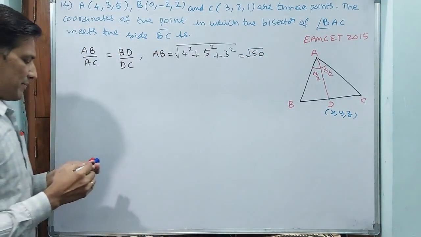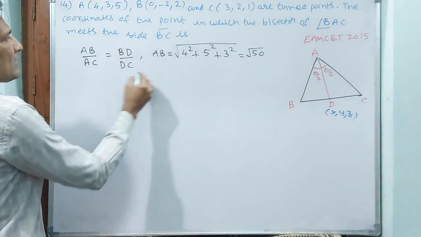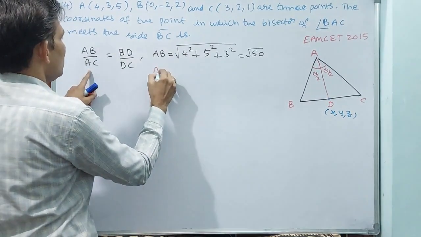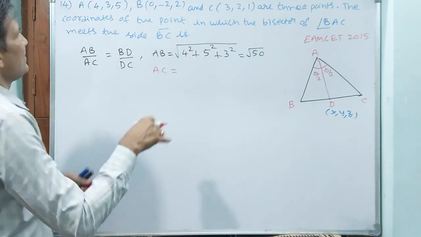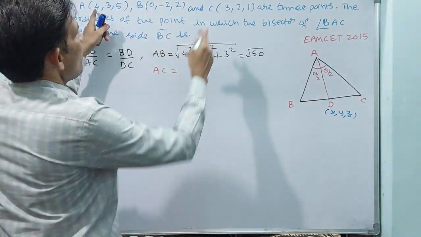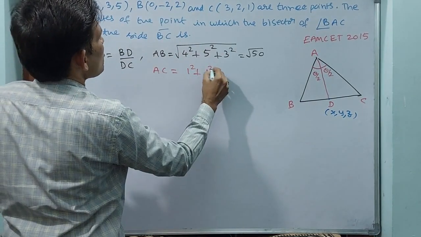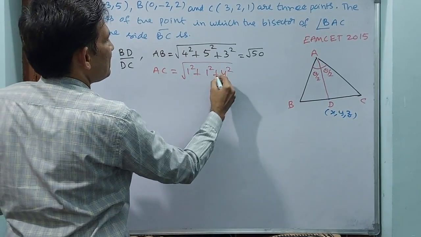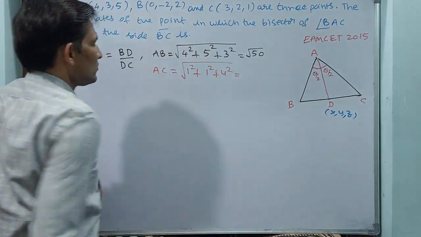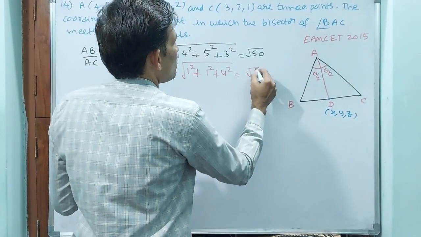Okay, root 50. This is AB. Then go for AC also. Why? Because AC also you have to find. AC means now, see, (4 minus 3) 1 square plus (3 minus 2) 1 square plus (5 minus 1) 4 square, under root. That is equal to 16 plus 1, 17, plus 1, 18. Root 18.